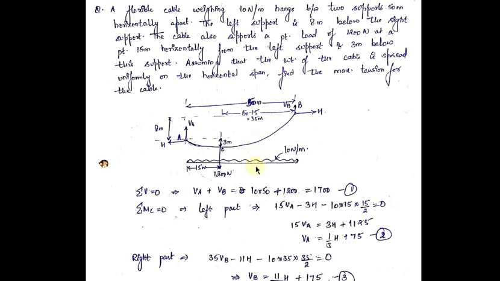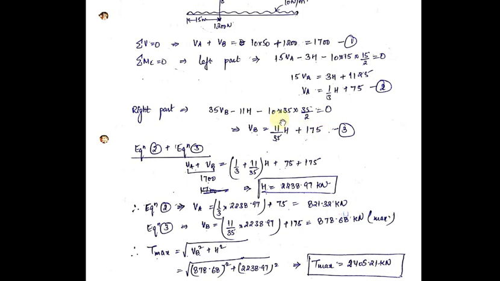Now the third force is your UDL. UDL is acting in the downward direction. So UDL will produce a clockwise moment about point C. So for clockwise, again minus. So first convert this UDL into point load. So 10 into 35. Now this point load will act at the center of the UDL, and that is half of 35. So the perpendicular distance will be 35 by 2. After solving this equation, we will get the equation of VB equal to 11 by 35 H plus 175. So taking this equation as equation number 3.